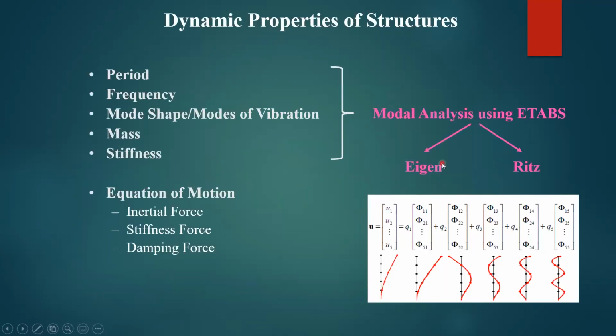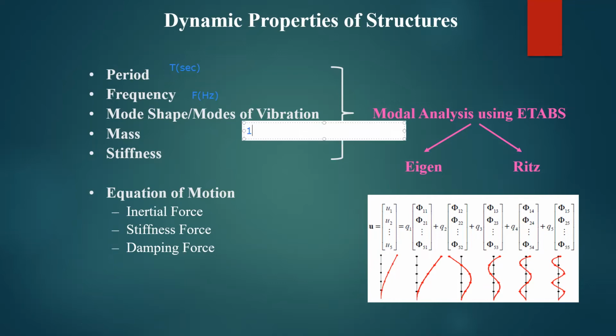So what are the dynamic properties of the structure? The dynamic properties of the structure are period, frequency, mode shape, mode of vibration, mass, and stiffness. So for each building, we have a period T, which is T in seconds, and frequency F in hertz. And we have mode shapes and modes of vibration, and we have mass and we have stiffness.